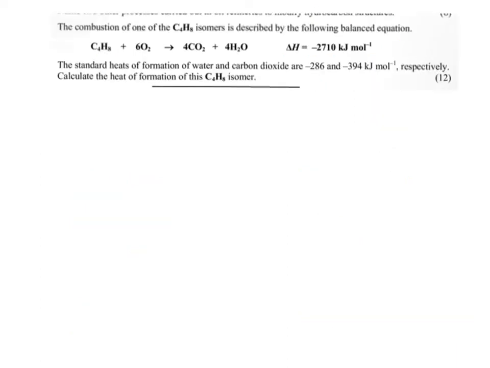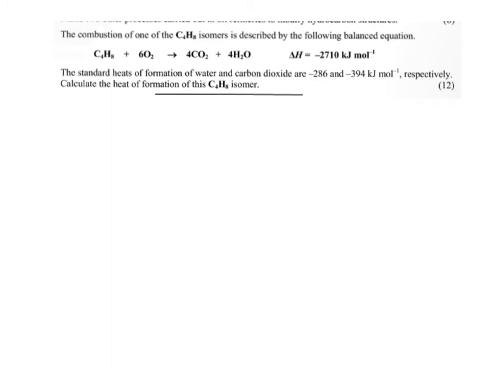To complete the last part of the question, which is the Hess's law part. My question reads, the combustion of one of the C4H8 isomers is described by the following balanced equation. The heats of formation of water and carbon dioxide are those two figures respectively. We want to calculate the heat of formation of C4H8. Now, with this, you have to use the 3 equations whose numbers you've been given.